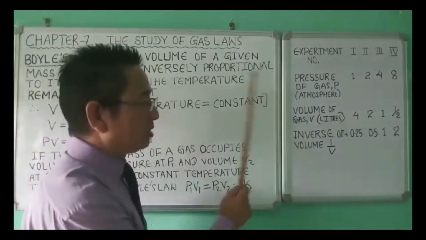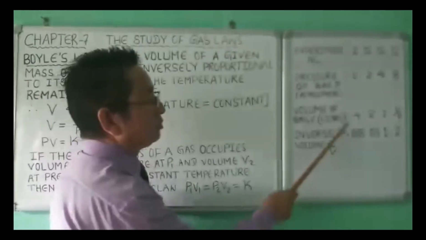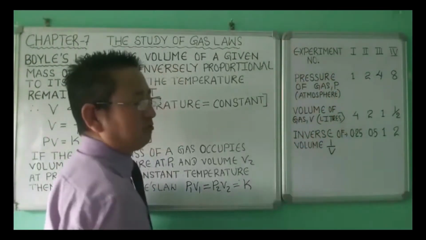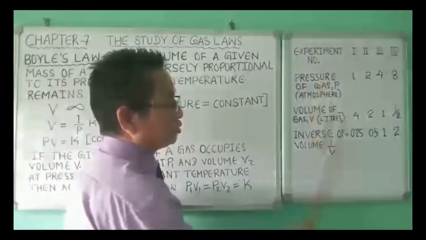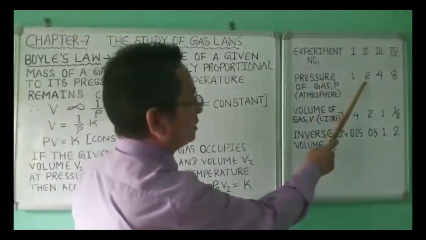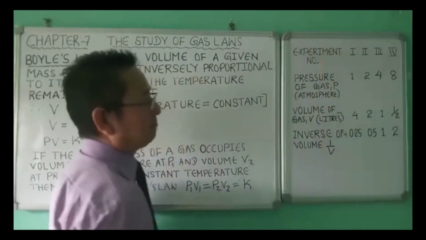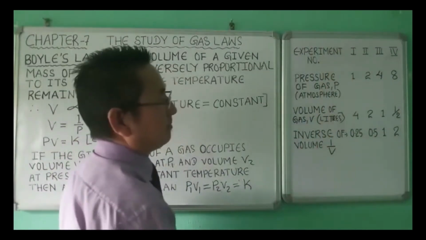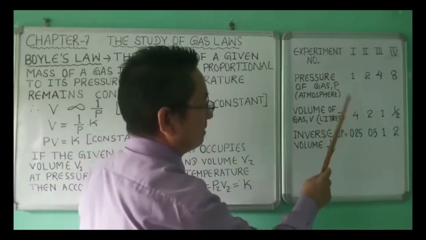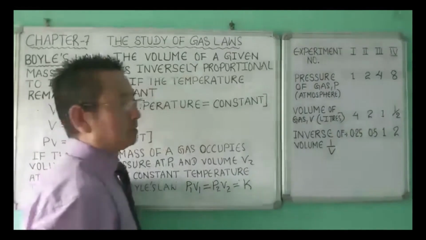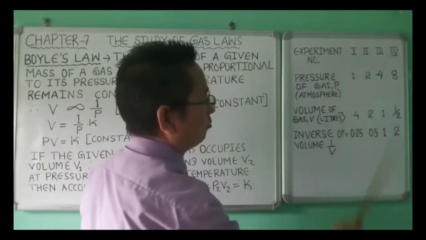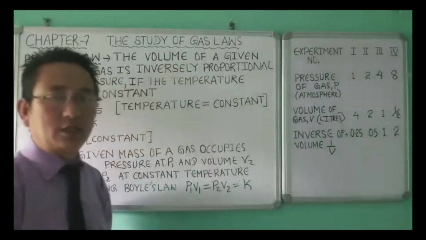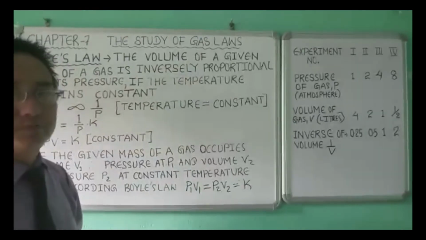And the inverse volume, you can see here. When 1 is divided by 4, you get the value 0.25. When 2 is divided by 4, you get 0.5. When 4 is divided by 4, this is 1. Now 8 divided by 4 gives 2. This is the inverse volume.